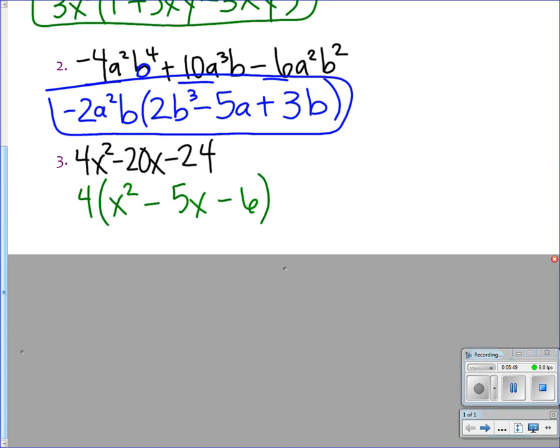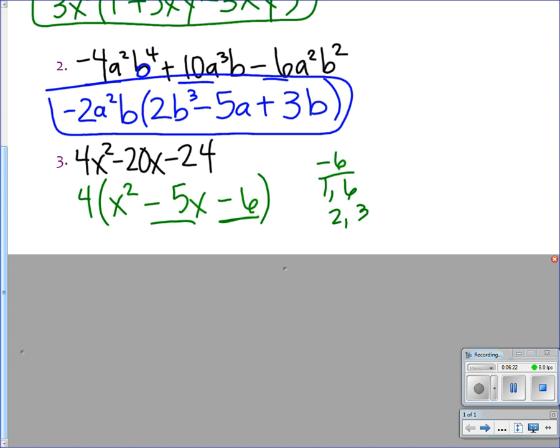Now, this is a trinomial, right? Because there's 3 terms. And the number in front of x squared is 1, right? It's just 1x squared. So when this happens, then you can just look at the constant and think, what are the factors of, and this should be review from last year, what are the factors of negative 6 that add up to the middle term? So let's list all of the factors of negative 6. 1 and 6 and 2 and 3.